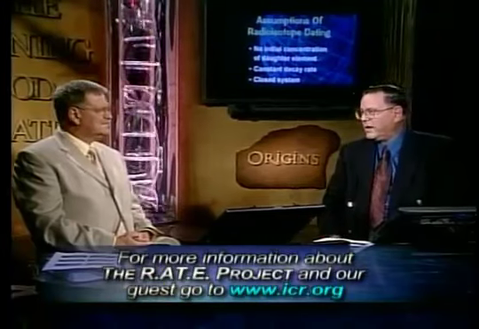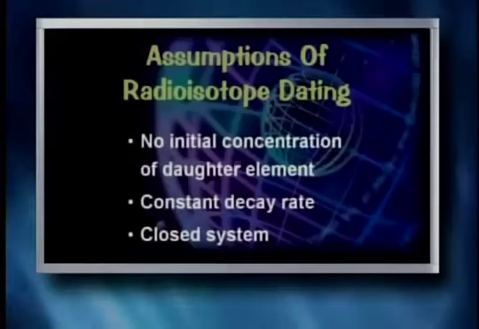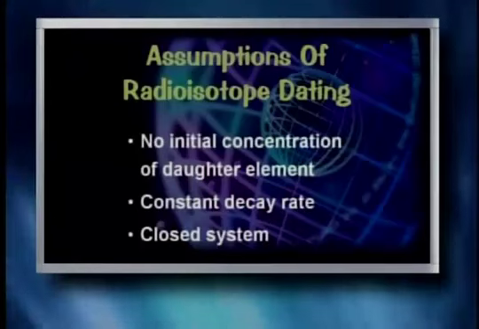Before I get into that in detail, let me just give you a few of the basic assumptions for radioisotope dating. Radioisotope dating is the primary method for dating rocks, but it has some basic assumptions in it that have to be met. And for this situation, one or more of these may not be valid. The three basic assumptions are that there is no initial concentration of the daughter elements. In other words, if you're going to have a clock, you have to know where you start from.